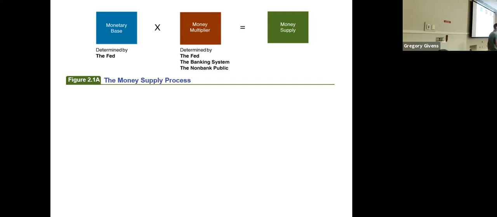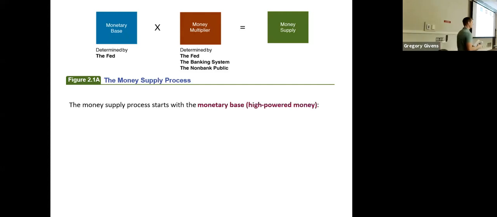The money multiplier, which we won't talk about until the next class, however, is affected by all three characters: the Fed, the banking system, as well as the non-bank public. All right, so changes in their behavior can, of course, affect the total supply of money. Let me start with the monetary base.